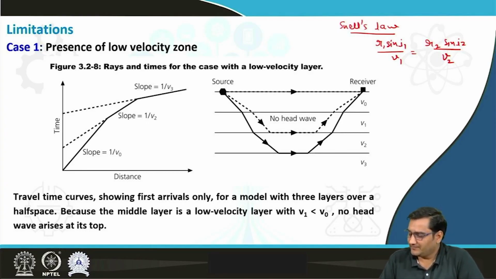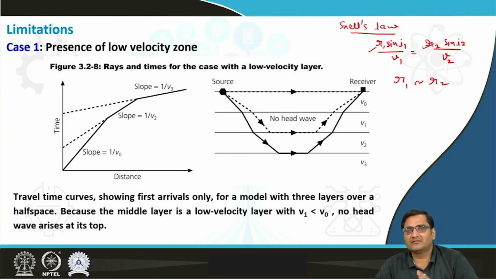If you are doing your experiment for the shallow earth, which means near the surface of the earth, what will happen? R will not change significantly. R1 and R2 will be almost similar to each other, and that happens only because you are considering the shallow earth model. Shallow earth is basically considered in oil and gas exploration, or you can say exploration seismology.